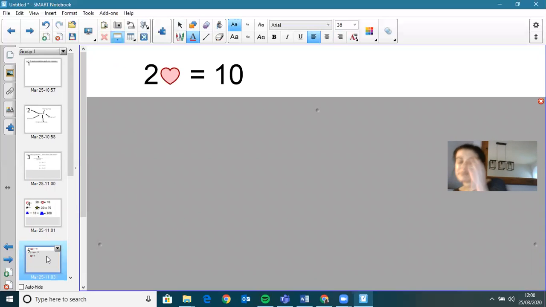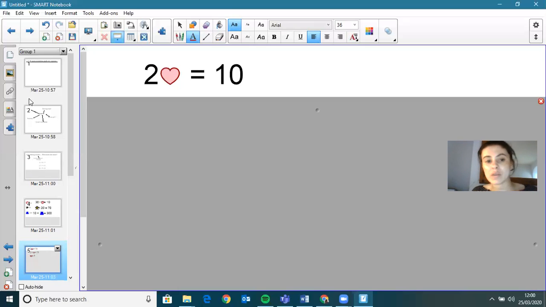Let's have a look at this one then. So, looks a little bit odd, this one. 2 hearts equals 10. In algebra, they sometimes show things a little bit differently. So sometimes they'll use symbols, sometimes they'll use letters instead of numbers. They just use different things to show that variable. Might be a question mark, might be a shape, might be whatever.